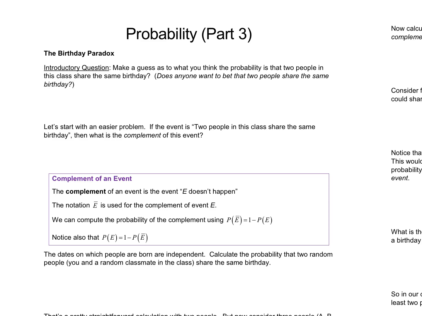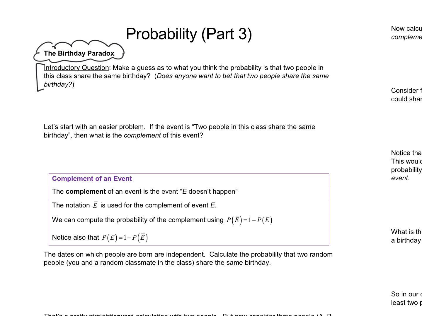All right, we're looking at probability part 3, and we're going to start with this question. It's pretty popular in the area of probability and statistics, and it's called the birthday paradox. So we're going to look at this question. Can you make a guess as to what you think the probability is that two people in this class share the same birthday? Would you want to make a bet that two people share the same birthday?